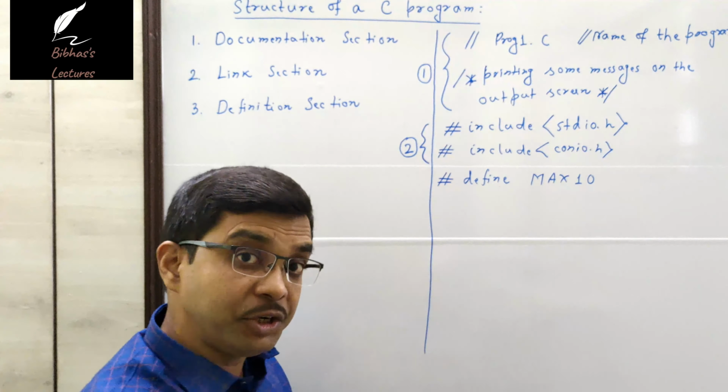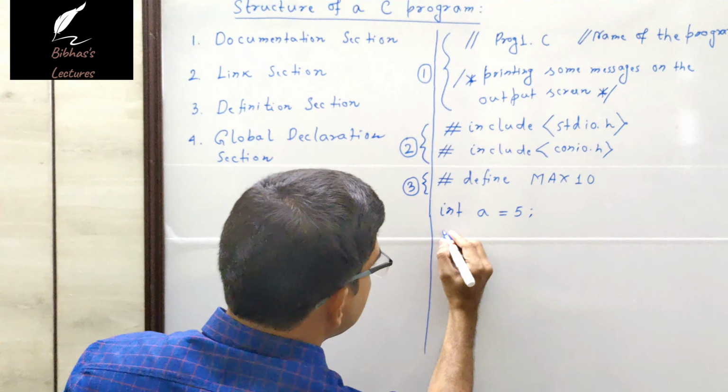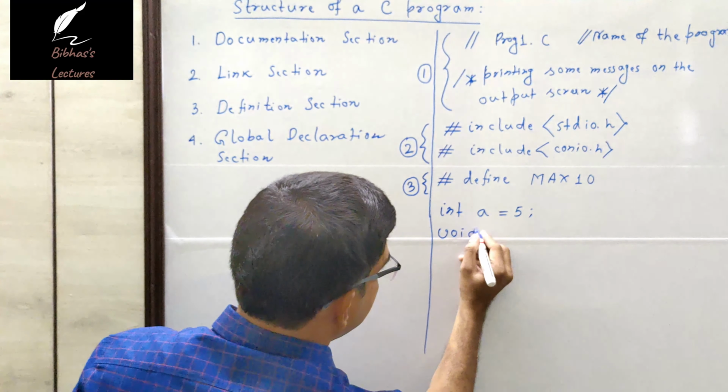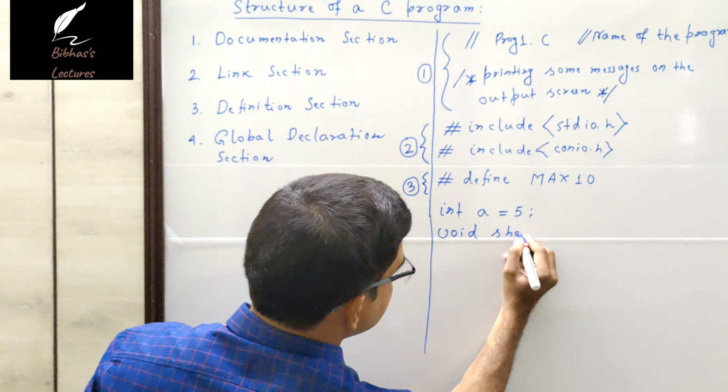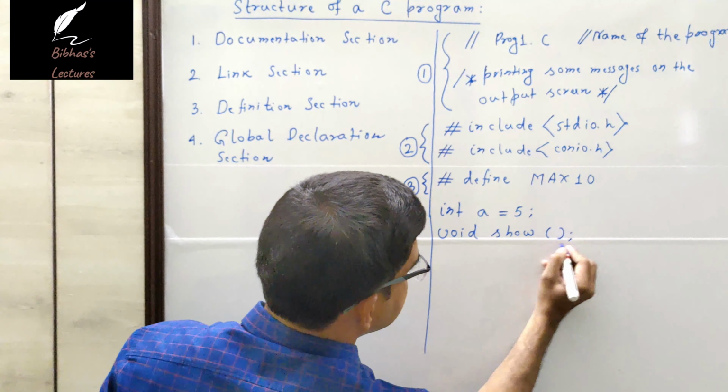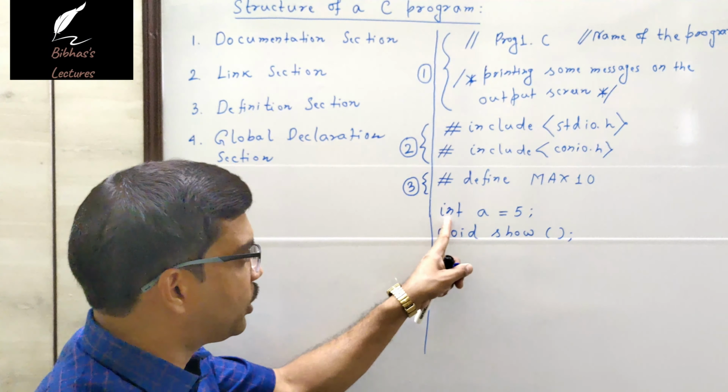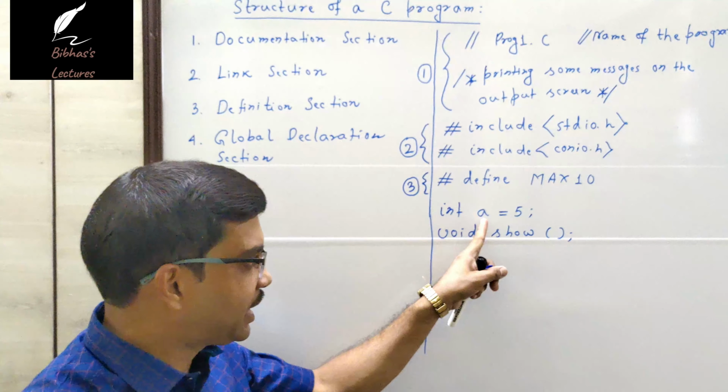Global means that it is being declared outside the main function. Declaration means you can declare a variable as well as a method or function. Suppose you are declaring a variable like this, int a = 5, or you are declaring a function like this, void so. So in this line, I am declaring a variable.